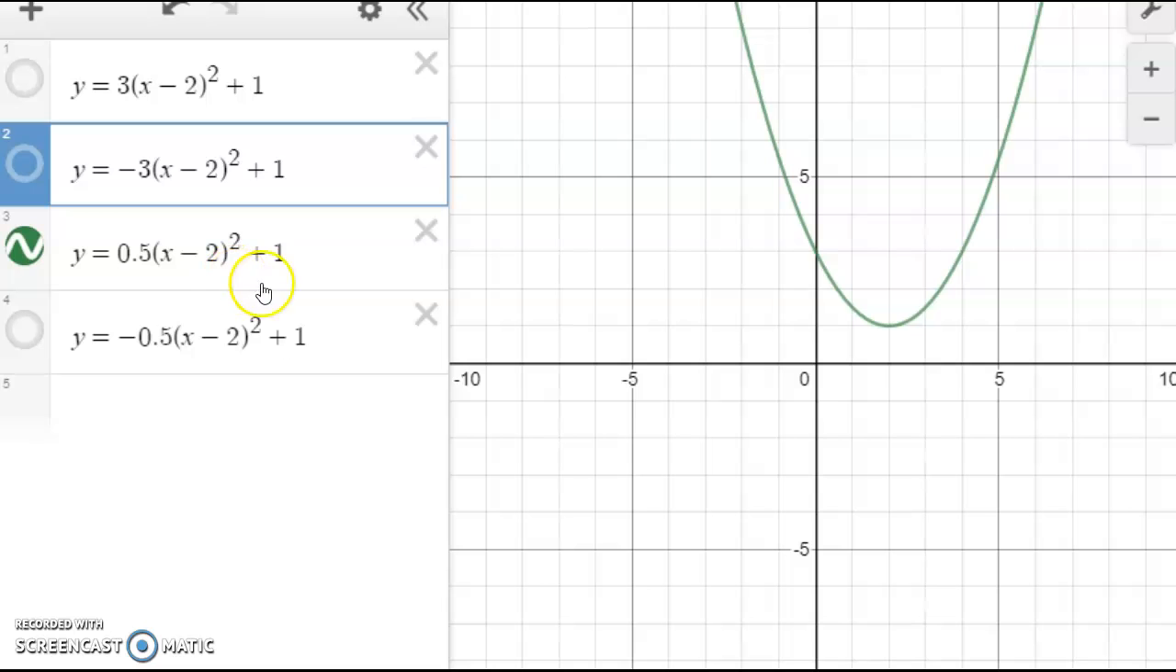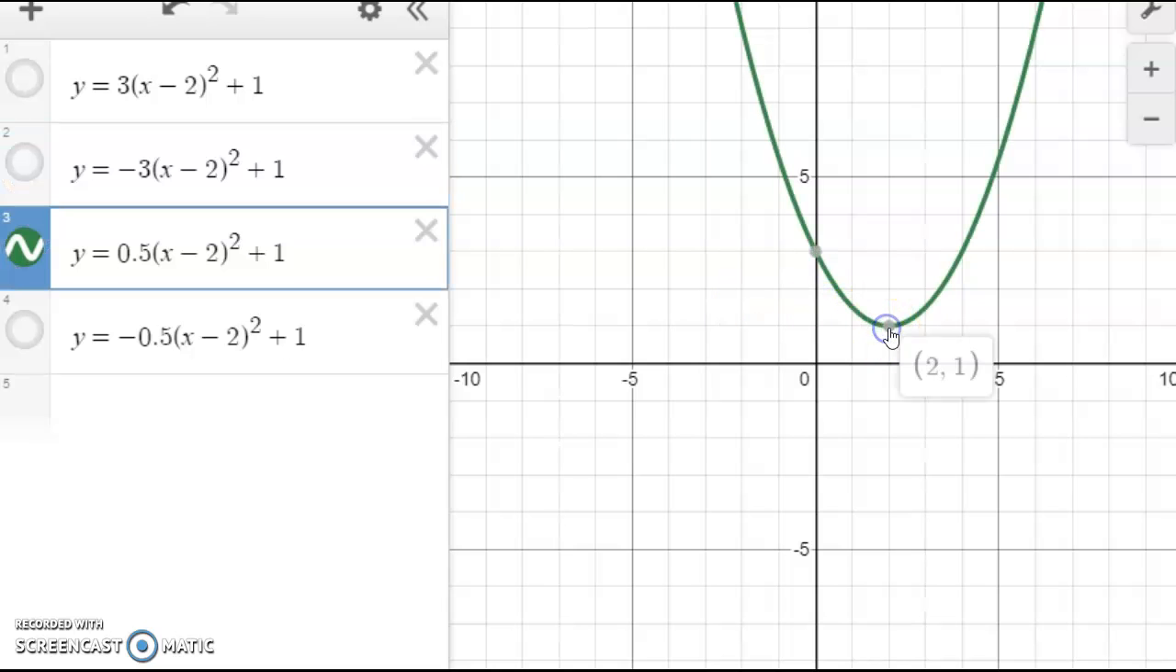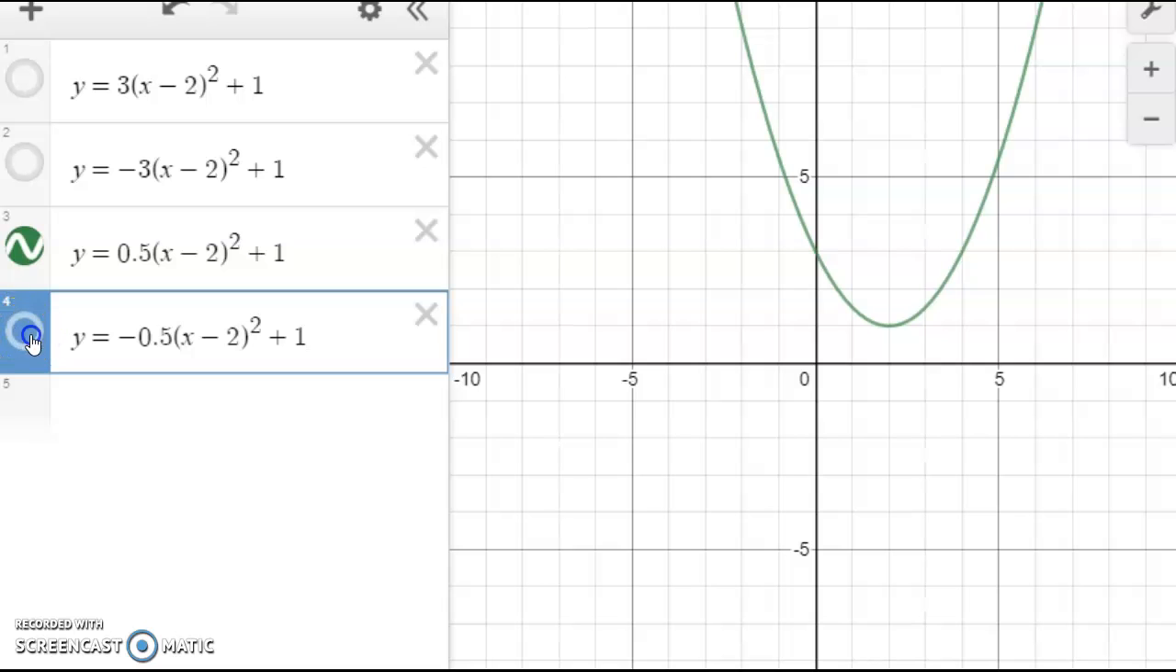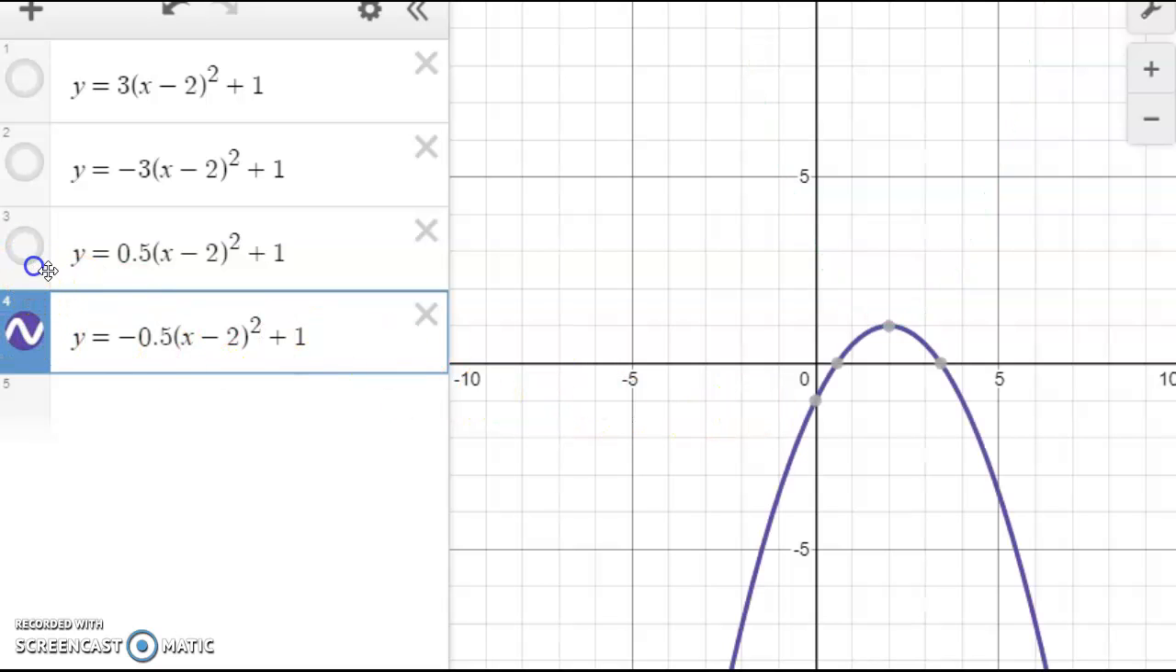Let's try the third graph. That's with negative 0.5 being multiplied. So a in this case is negative 0.5. And again, the vertex is 2, 1. No x-intercepts. And the last one, the vertex is the same, 2, 1, and the x-intercepts are 0.586, 0 and 3.414, 0.